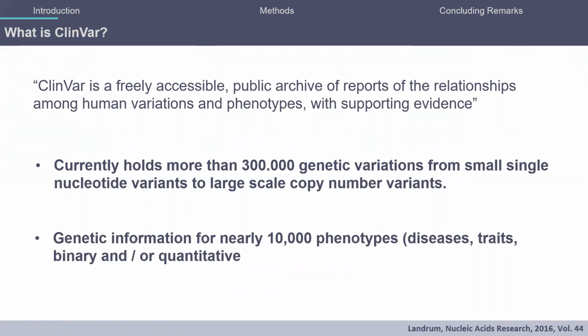ClinVar is a freely accessible public archive, which I'm sure that most of you are aware of. It holds public archive reports of relationships among human variation and phenotypes with supporting evidence. Currently, it holds more than 300,000 genetic variations, from small single nucleotide variants to large-scale copy number variants. Genetic information is nearly available for 10,000 phenotypes, including disease traits such as binary traits as well as quantitative traits.